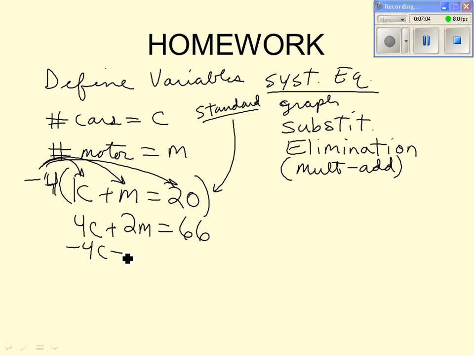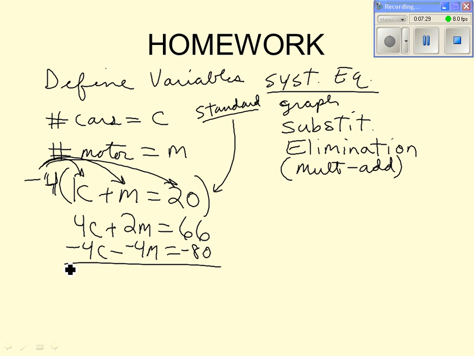-4 times M. -4M. -4 times 20. What's a negative times a positive? -80. Now, that's the multiplication part. What we're going to do then is the addition part. We just add them straight down.